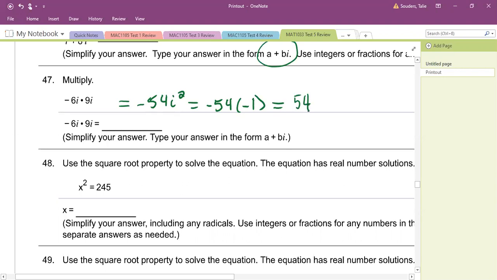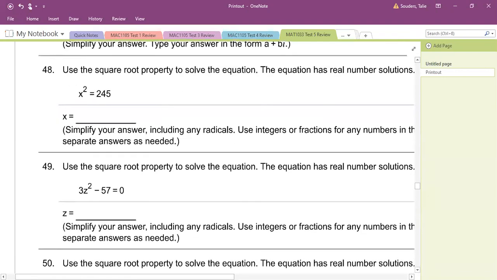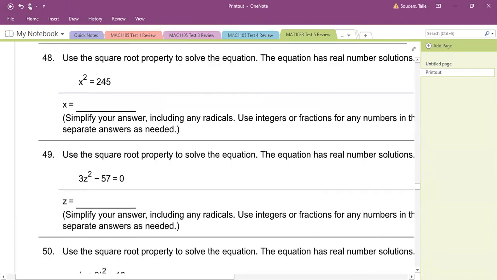So now, any questions on complex numbers before we move on to the square root property? No. Okay. Square root property says you can take the square root of both sides. You just have to know that your answer could be positive or negative, which I'll explain why in a second once we actually work this one out.